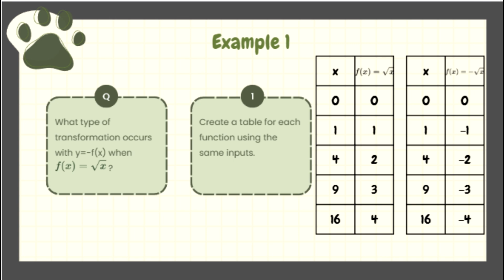So the first step is to create a table for each function using the same inputs. We have f of x is equal to the square root of x, and f of x is equal to the negative square root of x. Use the same x values: 0, 1, 4, 9, 16.